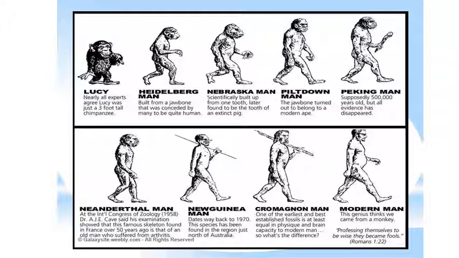This is the developmental history of the human. You can see it is expected. Nearly all experts agree that Lucy was just a three-foot-tall chimpanzee-like creature, and from this gradually the Peking man developed, then the Neanderthal man, New Guinea man, Cro-Magnon man, and then finally the modern man evolved.